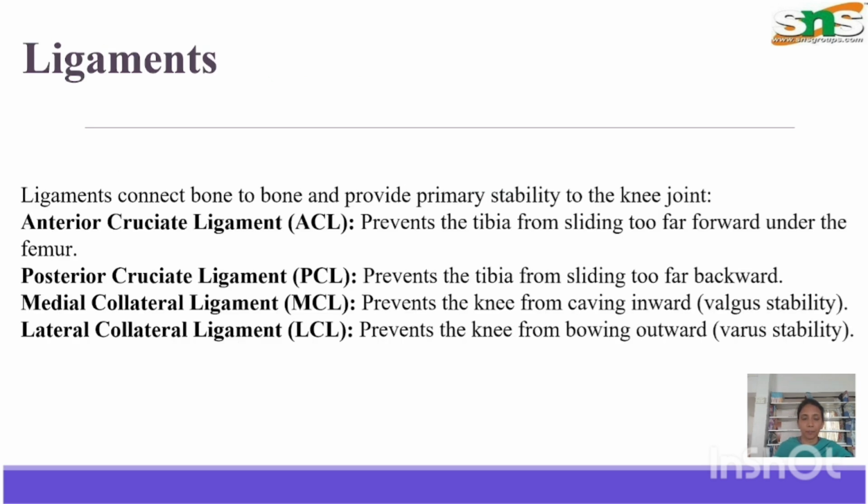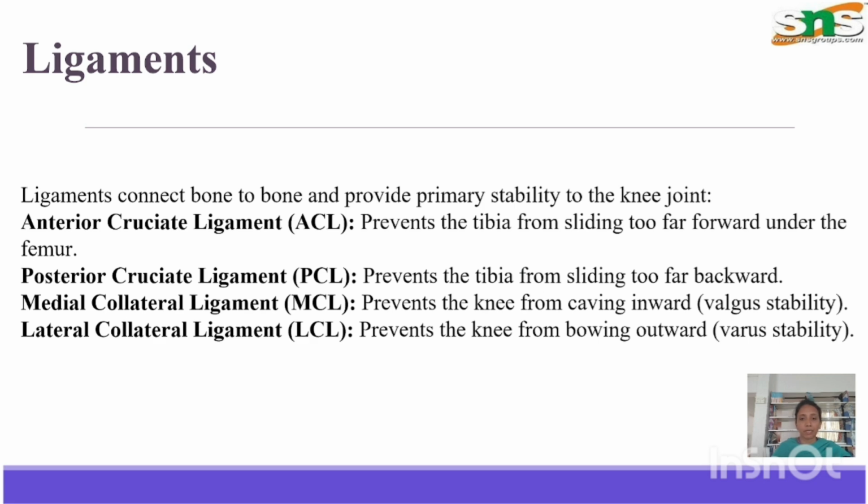The ligaments connect bone to bone, which means the ligaments connect the femur to the tibia, and they provide the primary stability to the knee joint. They are the anterior cruciate ligament, posterior cruciate ligament, medial collateral ligament, and lateral collateral ligament. The ACL, anterior cruciate ligament, prevents the tibia from sliding too far forward under the femur, which prevents the tibia from dislocating anteriorly from the femur.